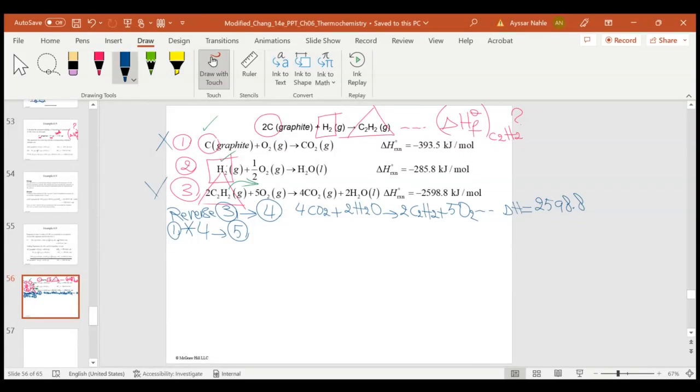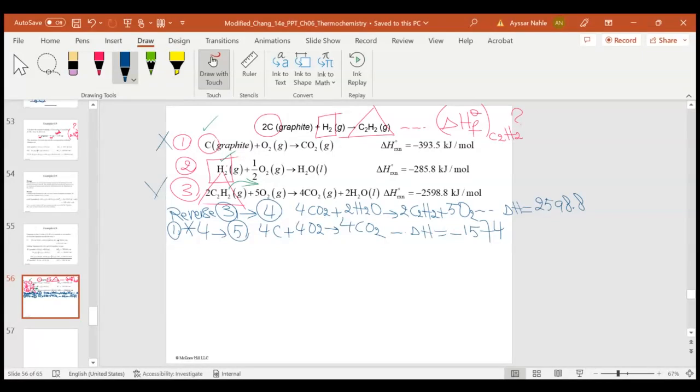Equation number 5 will be 4 carbon plus 4 oxygen, and this should give me 4 CO2, yeah? And in here, the delta H will be equal to how much? This is multiplied by 4. How much? Quickly, please. 1,574. Okay. Now, what I'm having, look in here, I'm having this and that.